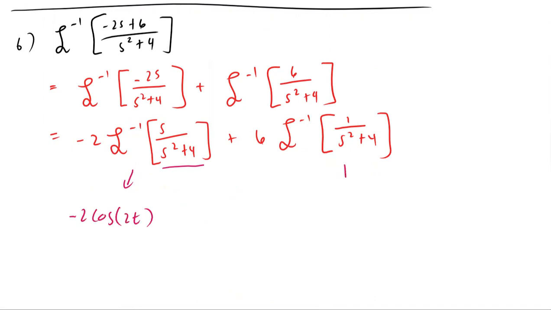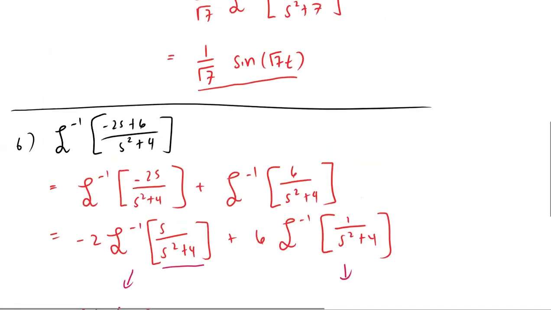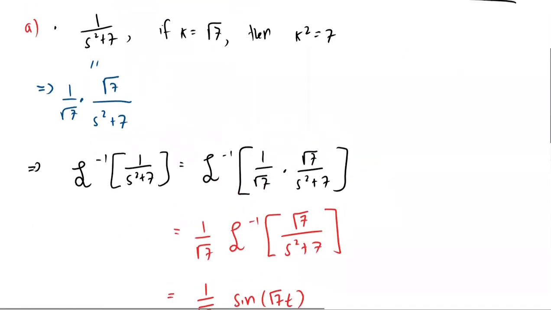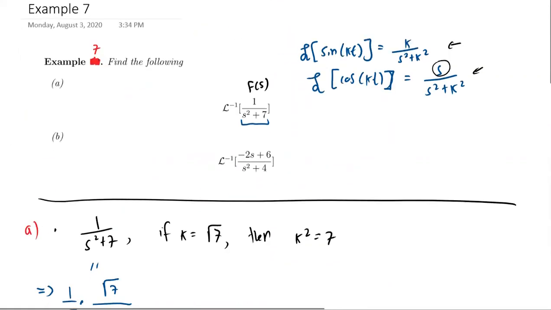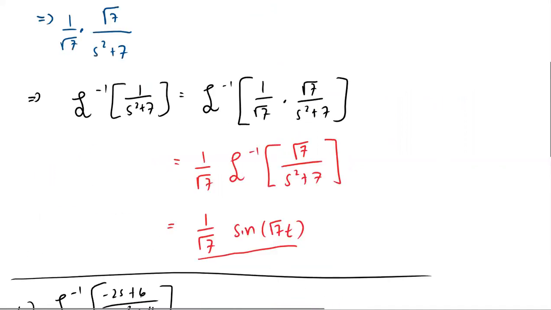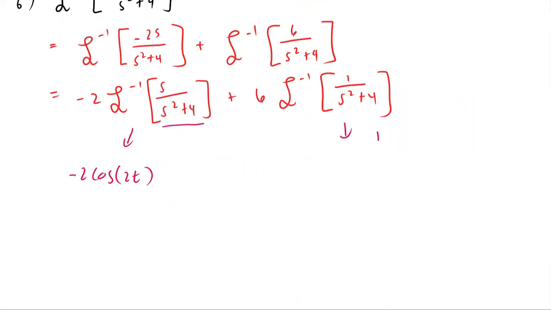Now for this one here, again, it's similar to the first one we did in the previous example, right? 1 over s squared plus 7. This one is 1 over s squared plus 4. So it's the same idea. It seems that it looks like the sine, the Laplace transform of sine of kt. We just have to put it in the right form. So here, if we let k be equal to 2, as before, then k squared equals 4, right? So what do we do? We rewrite the inside.